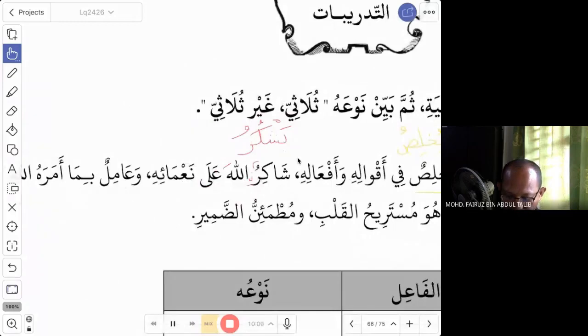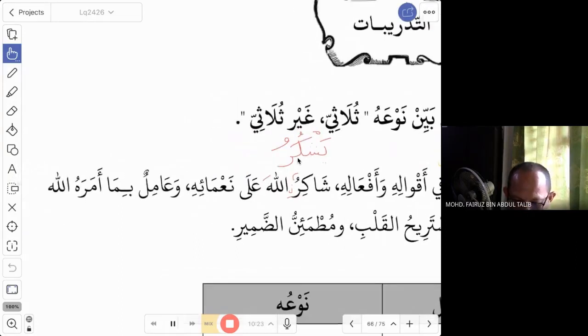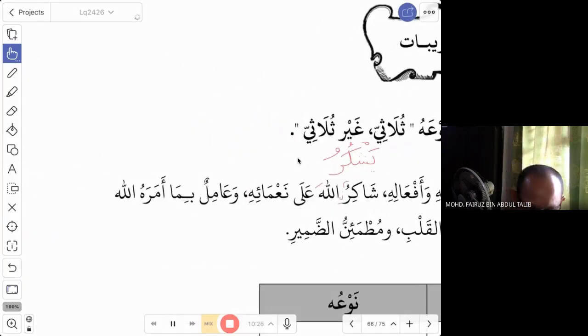So he is grateful to Allah ala na'ma'ihi. Na'ma means his favor, his bounty, similar to ni'mah. So he thanked Allah for his bounty. Okay. Wa amilun bima amarahu Allahu.